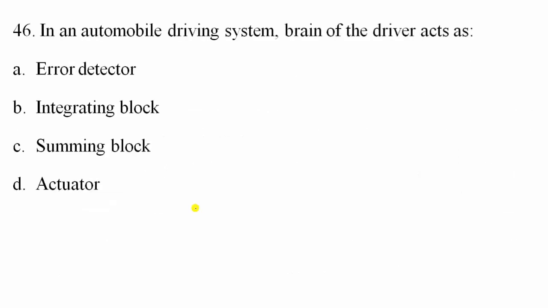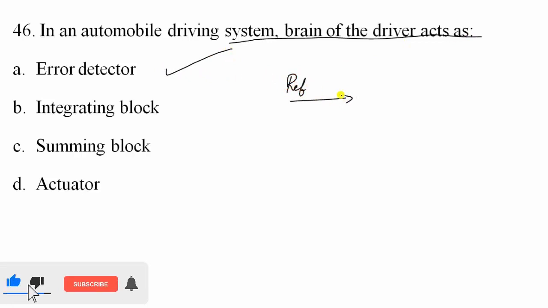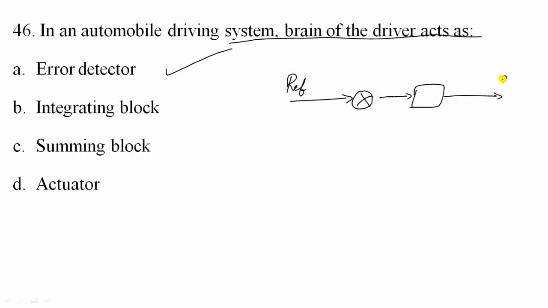Question number 46. In an automobile driving system, the brain of the driver will be acting like an error detector, because you will have a reference signal over here. This signal is given to a controller and you will get an output over here. You will take a feedback and provide it over here. So the reference signal minus the feedback signal is your error. This error is detected with the help of the brain. So option A is correct.